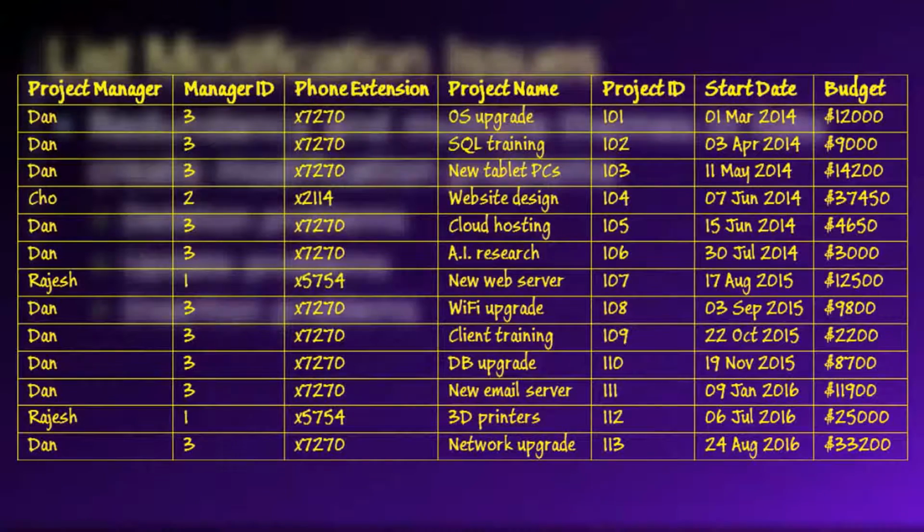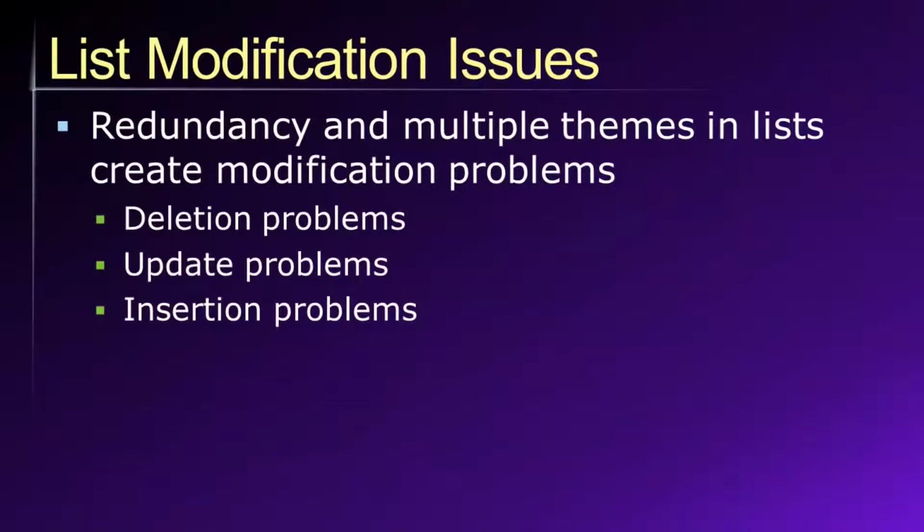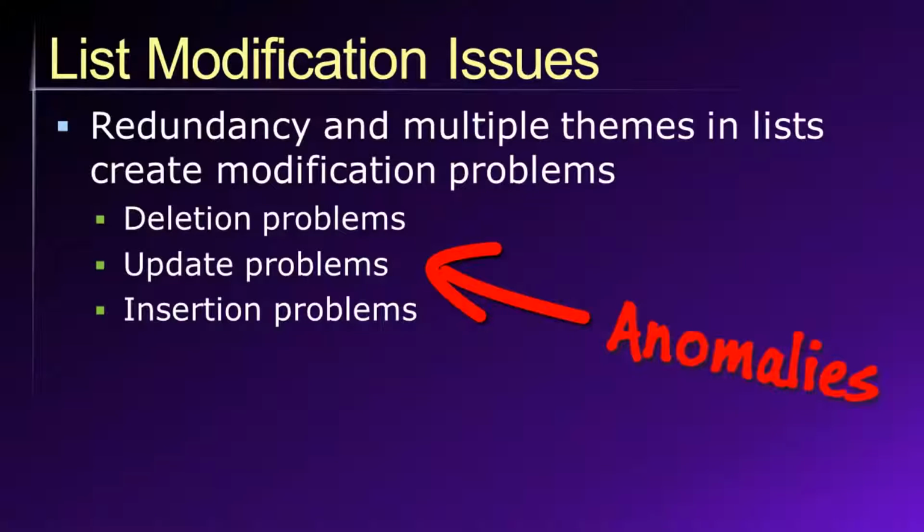Aside from redundancy, as I mentioned earlier, the problem here is not necessarily how we are storing this information, but what might happen to the information if it is stored in this way. When we store information in a list, we introduce the possibility of something called data anomalies. And specifically, there are 3 types of these anomalies. Here they're listed as a deletion problem, an update problem, and an insertion problem. Later in our course, we will refer to these as deletion anomalies, update anomalies, and insertion anomalies.